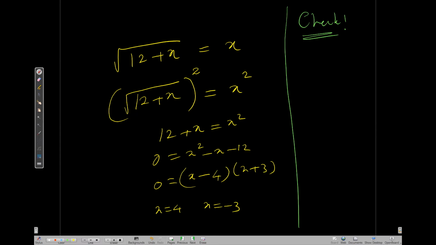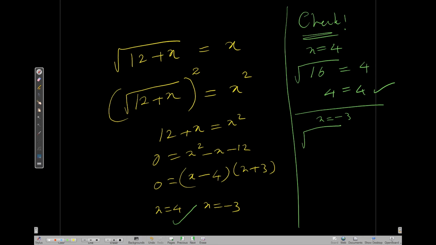When we check, okay, let's take x equals 4 first. When I take that, the square root of 12 plus 4, that is 16, equals 4. Yes, 4 equals 4, that's correct. This solution is correct. How about x equals negative 3? So when I put negative 3 in my original equation over here, 12 minus 3, which is 9, equals negative 3. Now we have to be careful here.